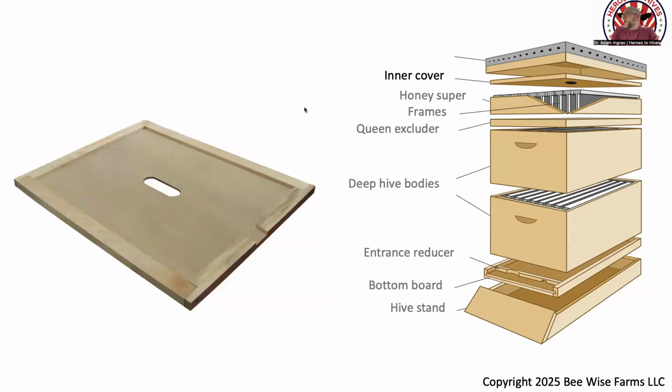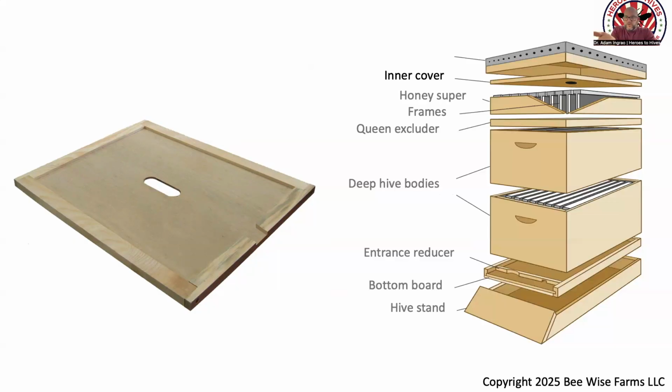Now, above your frames and your hive bodies is your inner cover. The inner cover is what is between the top box and your outer cover. Now, inner covers are optional. Inner covers are typically only used with telescoping covers, which is what we have pictured here, which are the covers that basically the hive kind of telescopes into. So they're the ones that kind of fit over the hive a little bit.